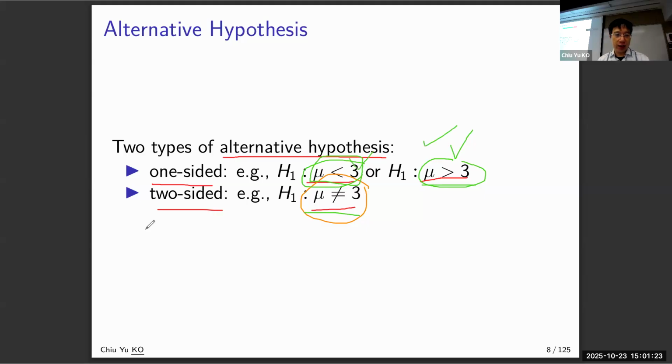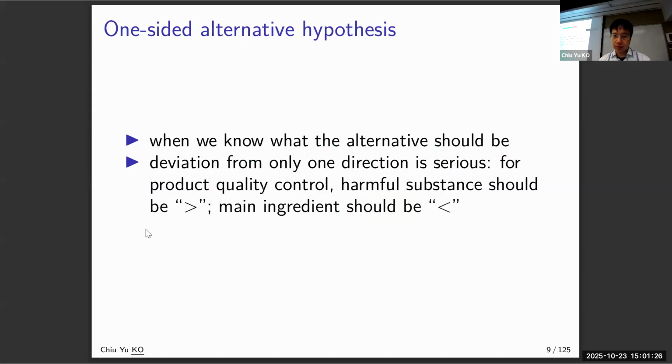Okay. So let's see the example, right? So I showed here, if quality control or harmful substance, it will be more, because more means take action. Main ingredients will be more, doesn't harm anything. Less means take action, so it is less than.